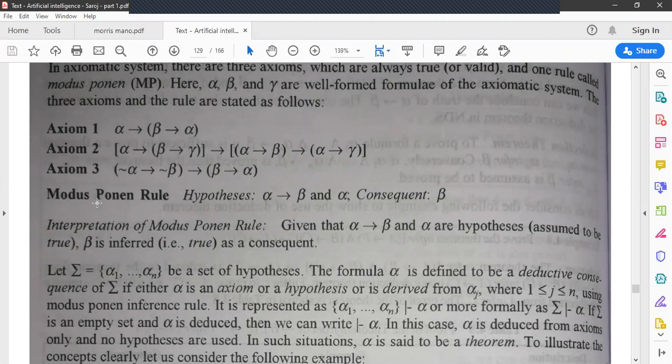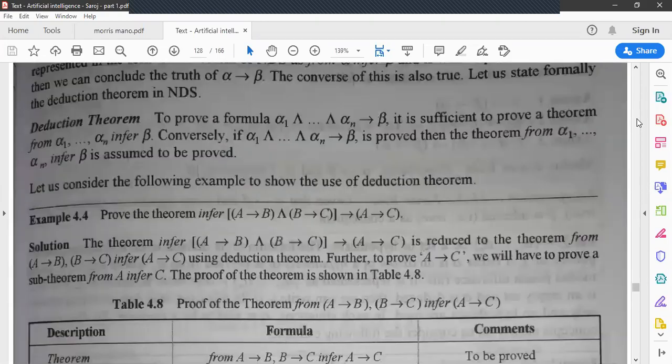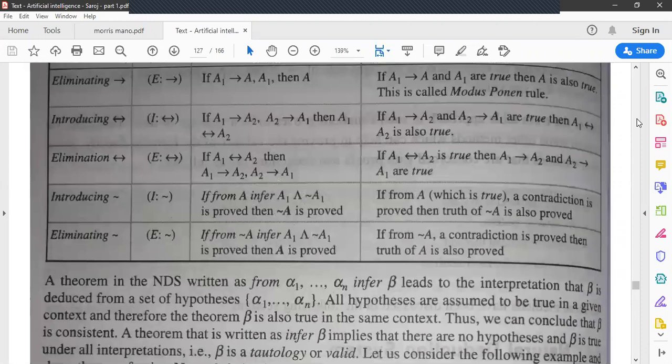This Modus Ponens rule is very, very important. You all have to remember this. This occurs in the natural deduction system also. There are 10 rules in NDS. In this, eliminating implies, look at this. This rule is called the Modus Ponens rule. So in this, what happens is, if A1 implies A and there is A1, then you can write just A. That is the Modus Ponens rule.